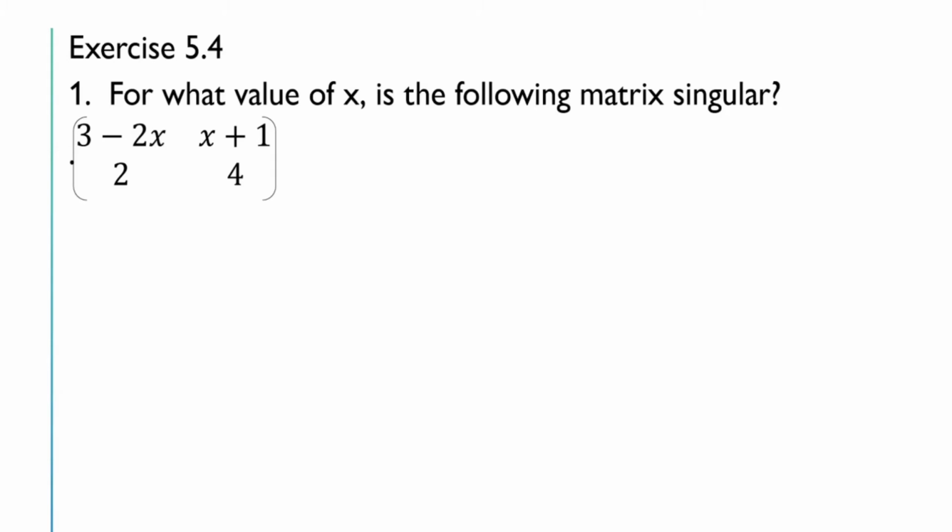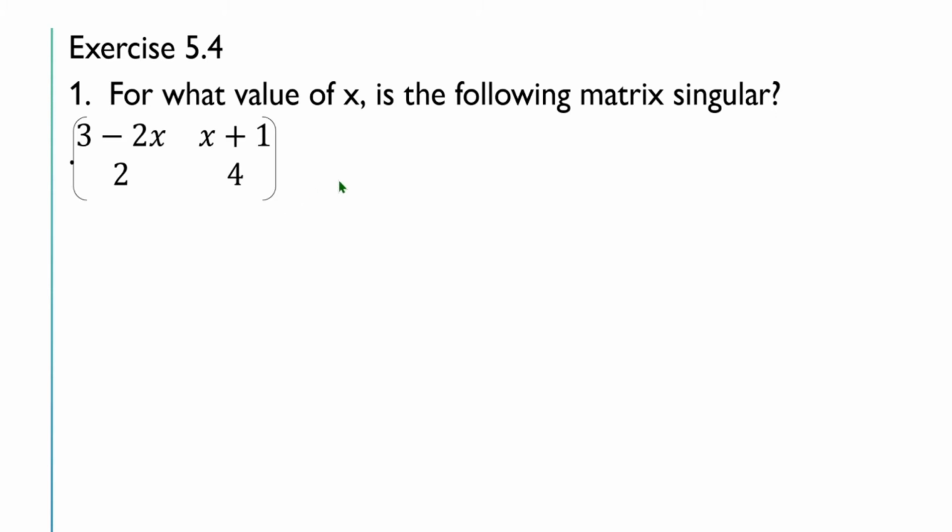Now let us solve the exercise questions. These are the exercise questions from exercise 5.4 of chapter 5 determinants from the book Applied Mathematics by M.L. Agarwal. So the first question is, for what value of x is the following matrix singular? We say a matrix is singular when its determinant is equal to 0. So here we have to find the value of x for which this is singular.